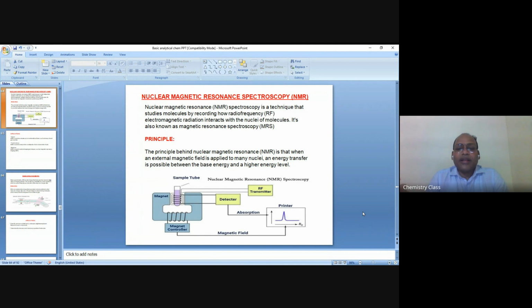Here the sample tube is there, the RF transmitter is there, the detector is there, then absorption, then the printer, which prints the graph, the magnetic controller and the magnetic field are there, and the graph is there. This is the principle based on which we can use nuclear magnetic resonance.